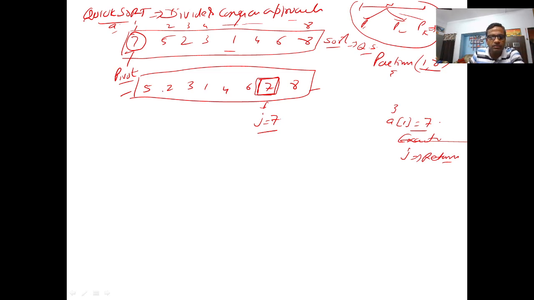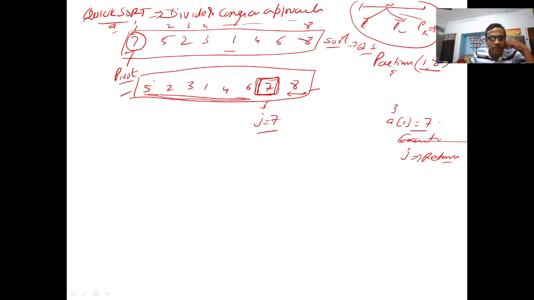Now observe that all the elements at the left are smaller than the 7th element, and at the right are greater than it. So this element number 7 is settled. Now just try to visualize the problem, or you can say the repetitive behavior. Try to observe it like an iterative procedure, the same procedure that was called initially.